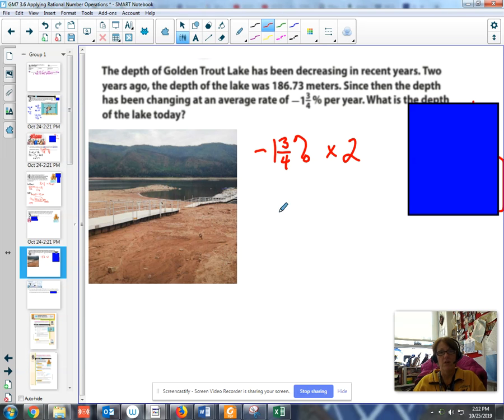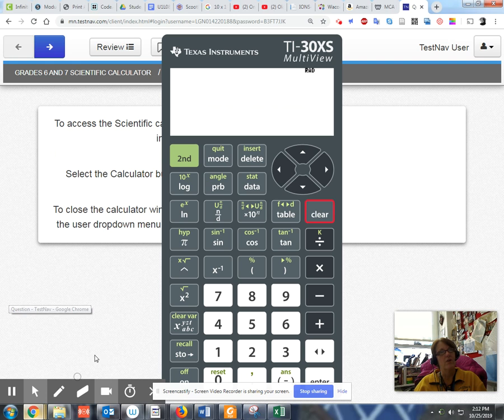Now, either you can do this on your calculator, or if you want to do it on your own, it's going to be 2 of these together. So you could add negative 1.75 and negative 1.75, which I think gives you negative 3.5%, perhaps. But just to show you on your calculator where you can navigate this, okay?